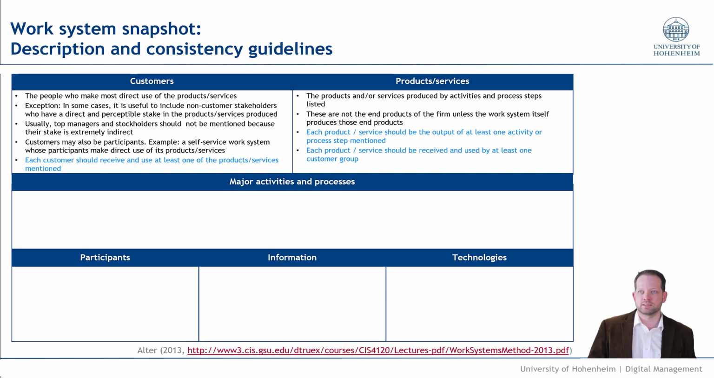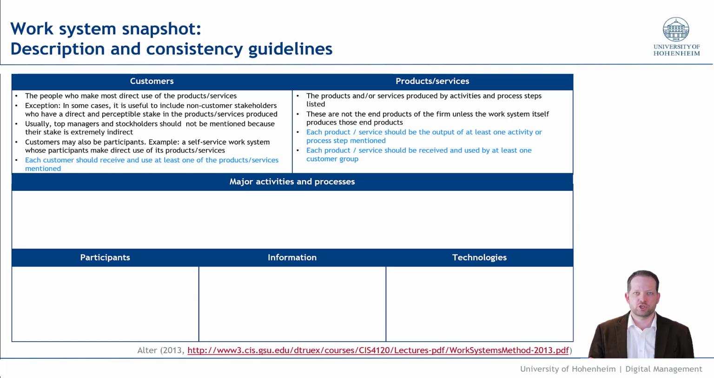Considering the products and services, these are the products and/or services produced by the activities and process steps listed. Meaning, for each of the products or services, you need to identify at least one major activity or process delivering this product or service. These products and services are typically not the end products of the firm unless the work system itself produces these end products.